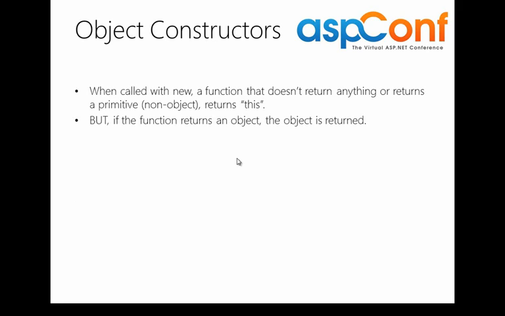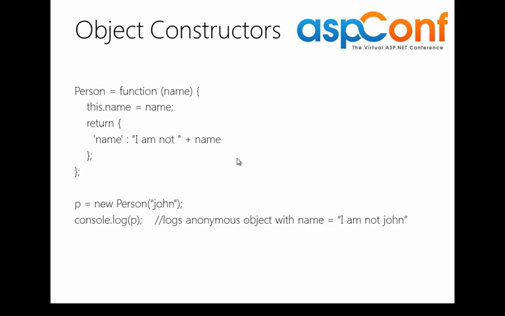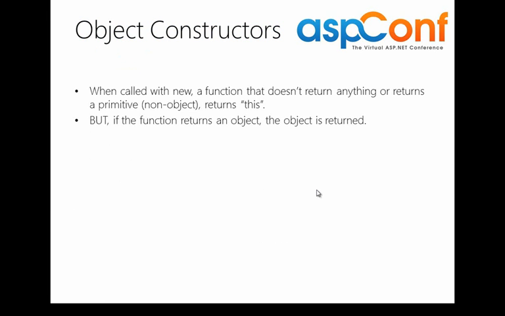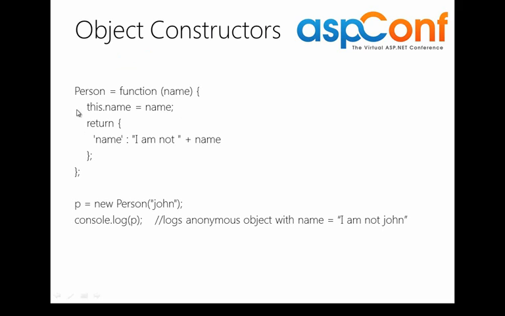When called with new, a function that doesn't return anything, or returns a primitive, i.e. an integer or a string, returns this, whatever this is. So in this case, we're returning a primitive 25. As such, the return of this function when called with new is the this object, not 25. But if the function returns an object, then that object is returned. In that case, it returns that object and not the value of this.